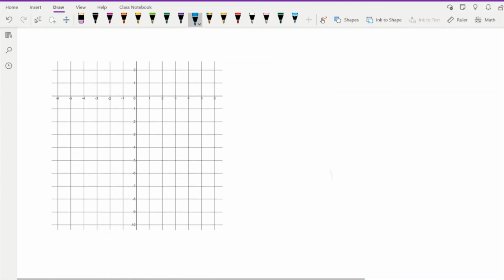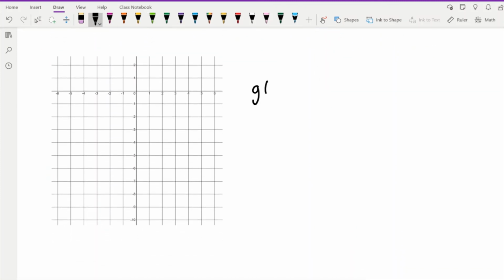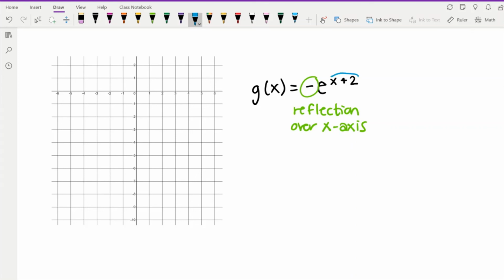Okay, one other transformation I want to do is let's graph g of x equals negative e to the x plus 2. Okay, so what's going on with this function? Well, we now have a negative sign, not on the x, but on the whole function. And so when you have a negative sign on the whole function, that's a vertical reflection, or a reflection over the x-axis. And then what about adding 2 to x? Well, that's going to be a horizontal shift. Specifically, if we're adding 2 to x, that's going to be a shift to the left.